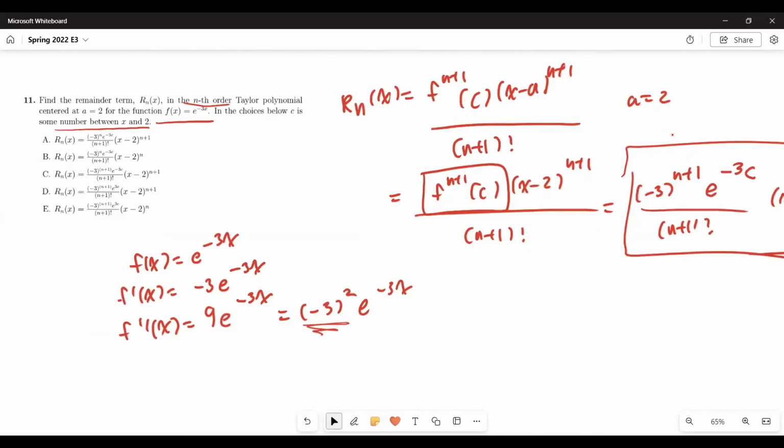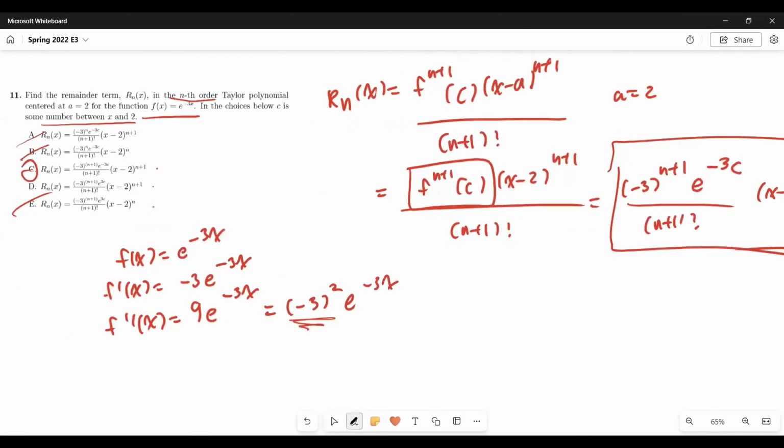So this one would be negative 3 to the m plus 1, not this 3, and this is not e, so it's going to be e to the negative 3c, so it's going to be C. So the answer is C.